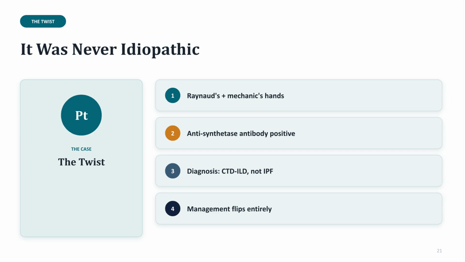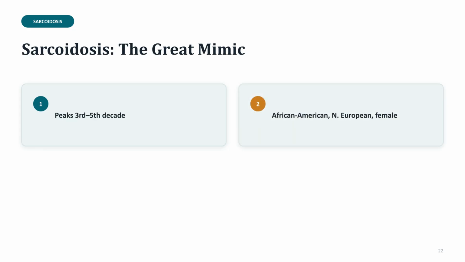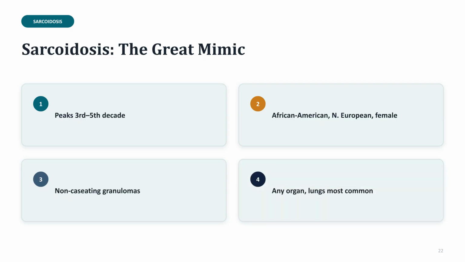The label chose the drug. Now, the high-yield entities. Start with sarcoidosis, its own category, and a great mimic. It typically strikes in the 3rd through 5th decades, with higher rates in African American, Northern European, and female patients. The hallmark lesion is a non-caseating granuloma, a tidy ball of immune cells with no central necrosis. It can appear in almost any organ, but the lungs and the chest lymph nodes are involved most often.